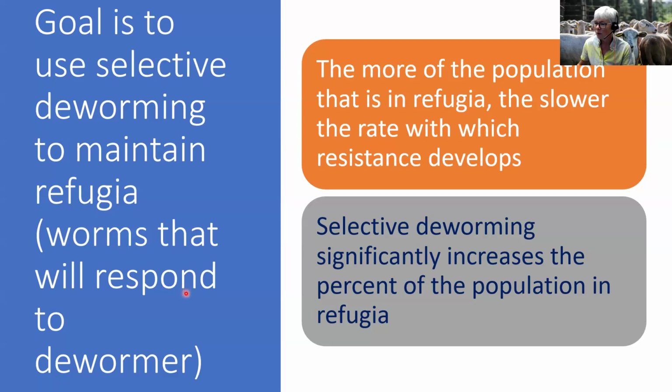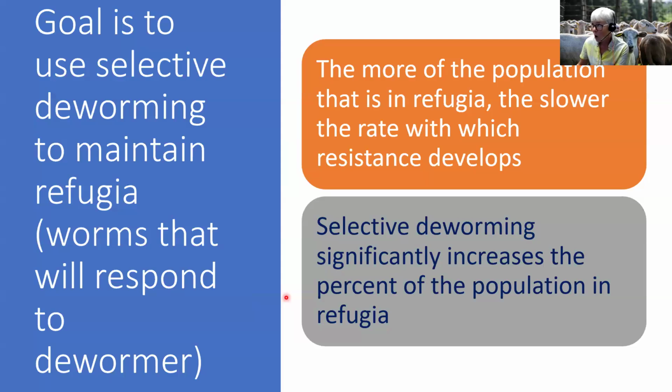So the susceptible worms. We want to maintain as many of those as we can, either on the pasture or in the animal. In the animal, that would be the ones that we're not deworming, and then on your dirty pasture, if we do have to deworm all. The more of the population that's in refugia, the slower the rate at which resistance to the dewormer will develop. Selectively deworming will significantly increase the percent of the population in refugia. So that's a pretty big concept.